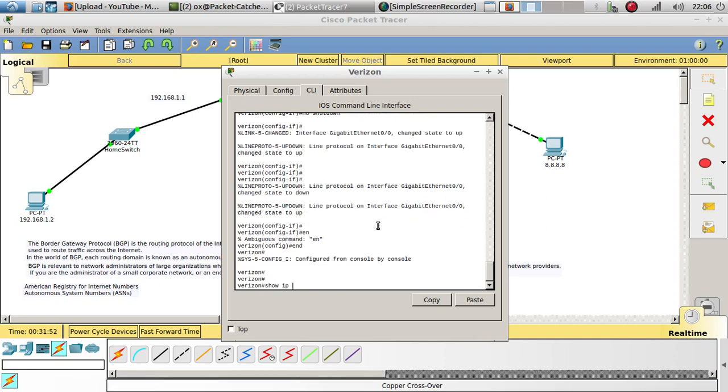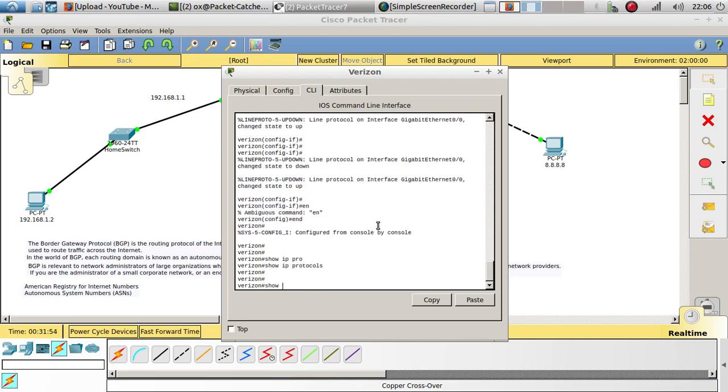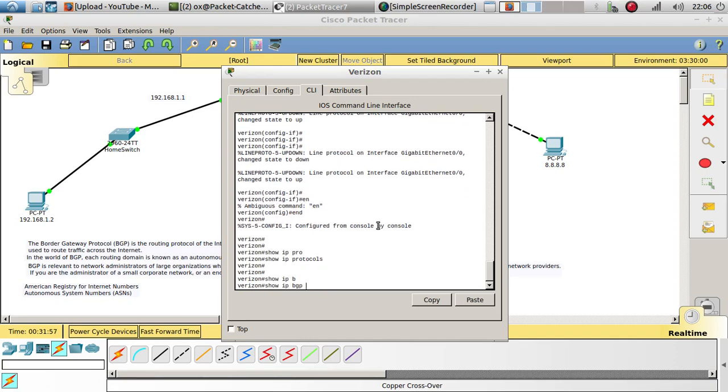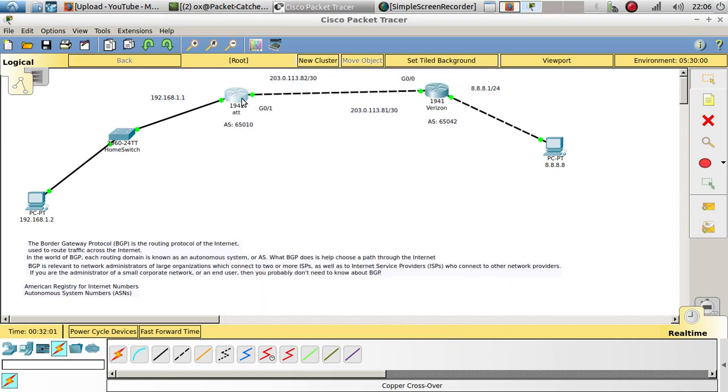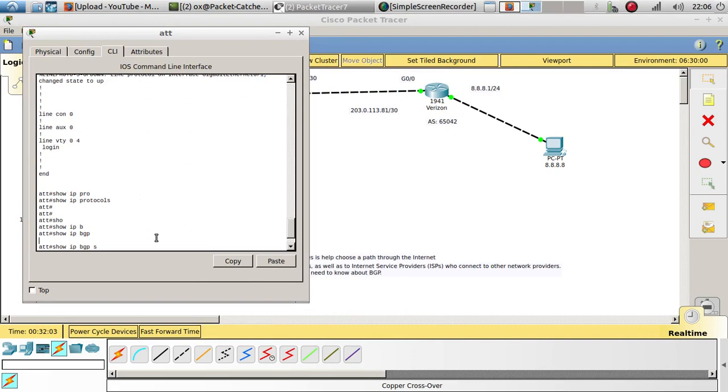Show IP protocols, nothing. Show IP BGP, nothing. Show BGP summary, and there's nothing. So let's go ahead and configure that. Let's start with that AT&T.